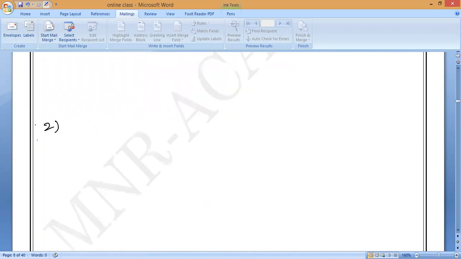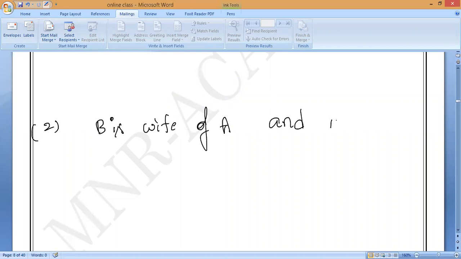Second question. B is wife of A and A is son of C. What is the relationship between B and C? Here we want the relationship between B and C.